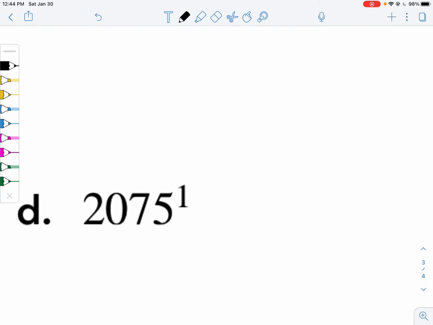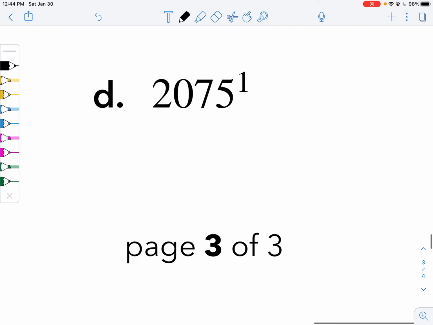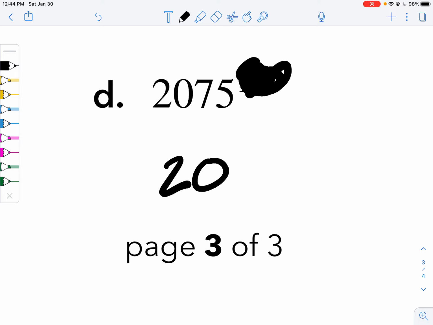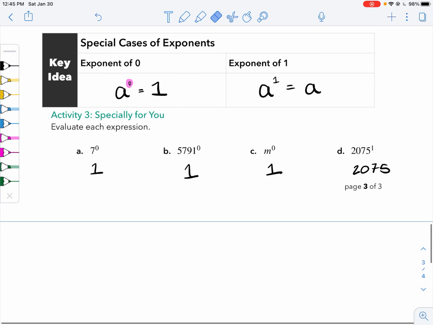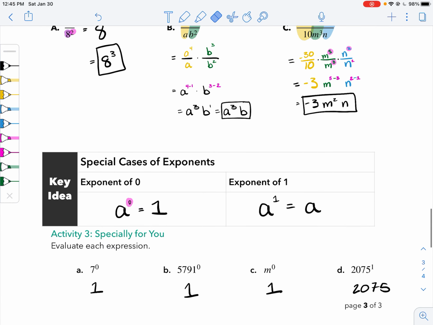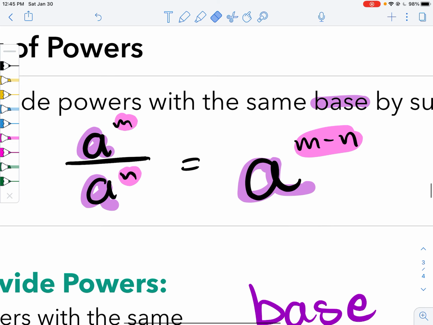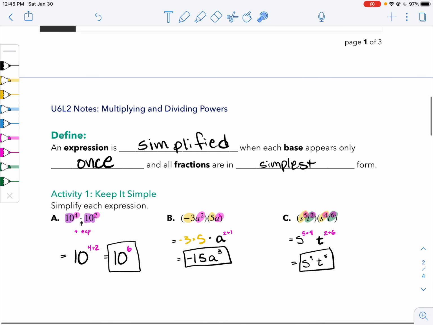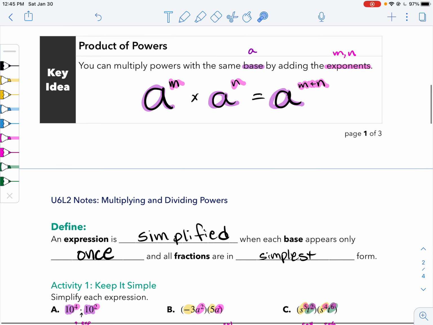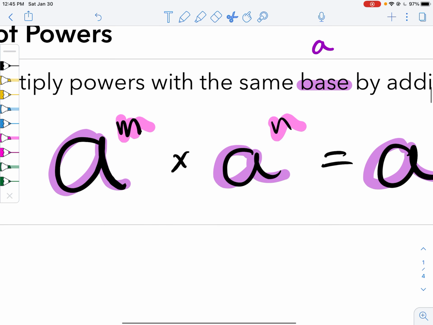Aha! But what if you have a number to the 1st power? Well, just cross it out. It's not really there. It's 2075. Boom. Great, huh? Hey, remember your special cases of exponents. Remember that dividing means subtracting because it looks like a subtract. And then multiplication is adding because it's like a sideways adding.